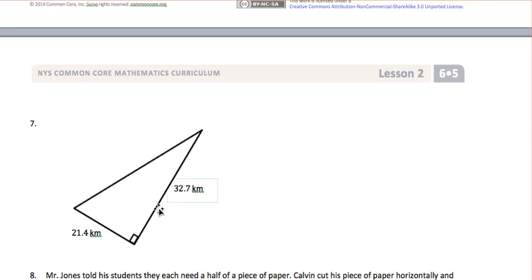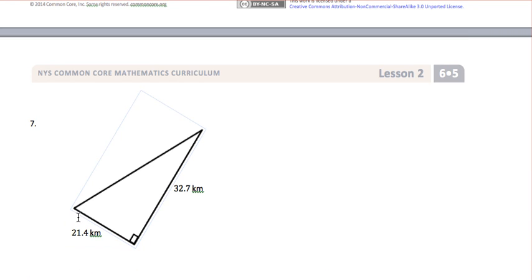In number 7, they did not give us the third side. But remember, we don't need the third side. We only need the two sides that form the right angle. So we have 1/2 times 21 4/10 times 32 7/10.